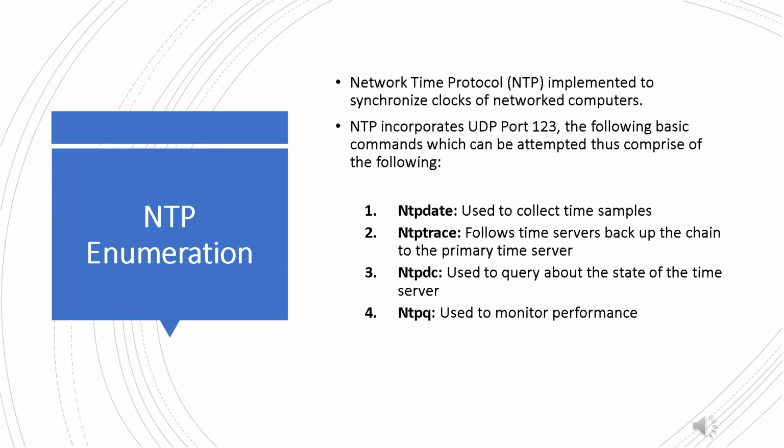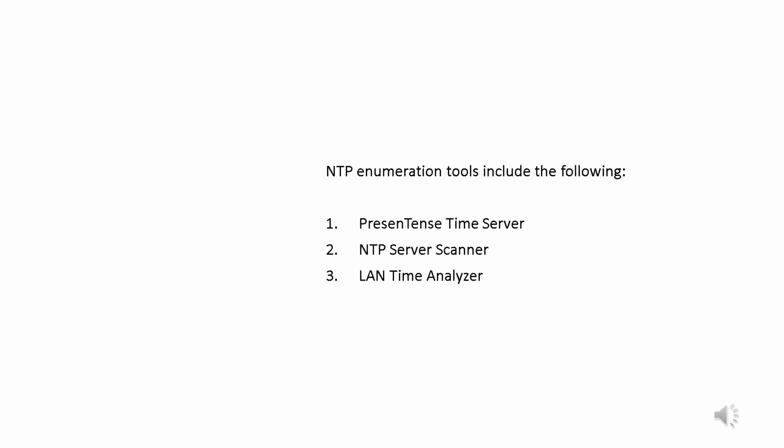NTP enumeration. The Network Time Protocol is implemented to synchronize the clocks of network computers. NTP incorporates UDP port 123. The following basic commands can be attempted. ntpdate, used to collect time samples. ntptrace follows the chain of time servers back to the primary time server. ntpdc, used to query the state of the time server. ntpq, used to monitor performance. NTP enumeration tools include the following: PresentTense Time Server, NTP Server Scanner, and LAN Time Analyzer.